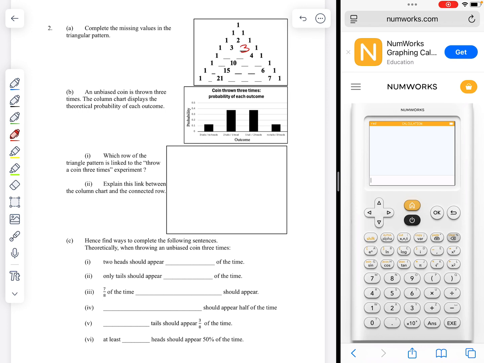So similarly, we're going to have a 3 here. The 1 and the 3 give a 4. 3 add 3 is 6. 4, 1. 1 add 4 is 5. 6 add 4 is 10. And we have a 5.